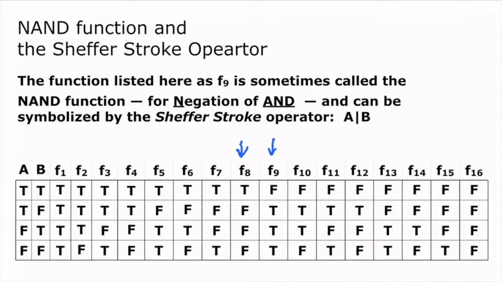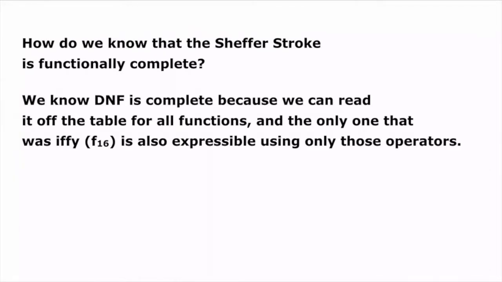It turns out that this one operator, the Sheffer stroke, which stands for F9, is functionally complete. We can re-express all 16 truth functions using just that one operator. Now, how do we know this? How do we know that this one function, this one operator, is functionally complete? Well, how did we know that disjunctive normal form was functionally complete? Let's start with that question.